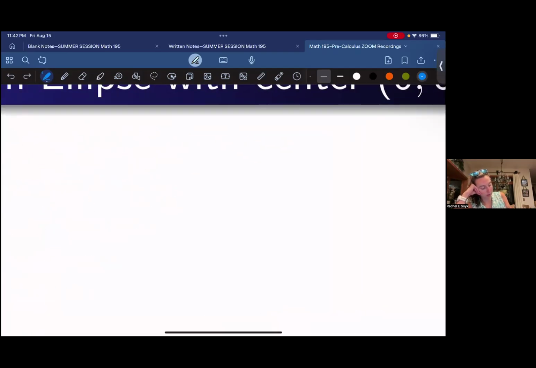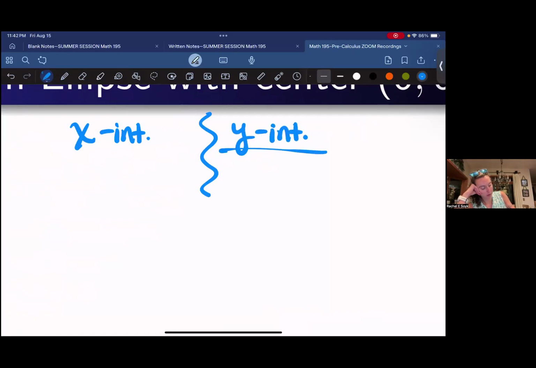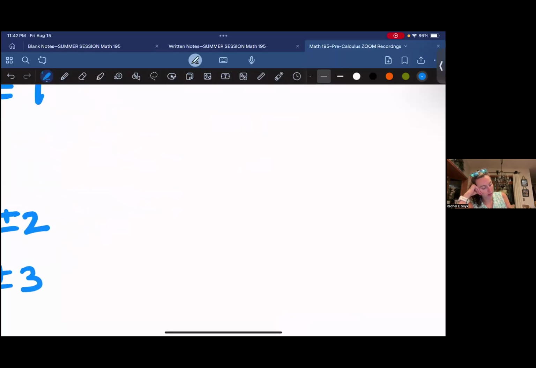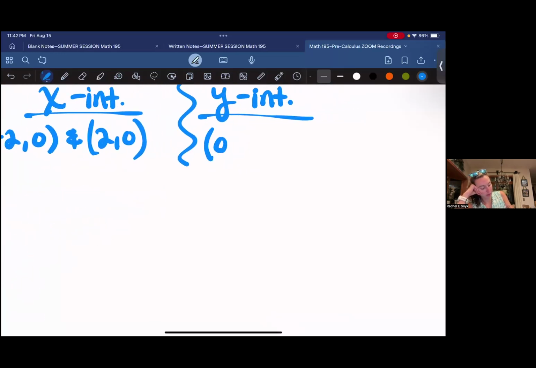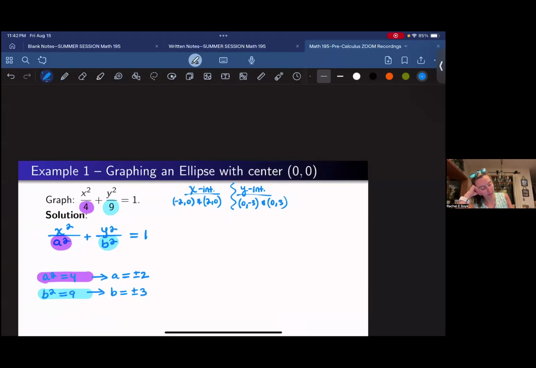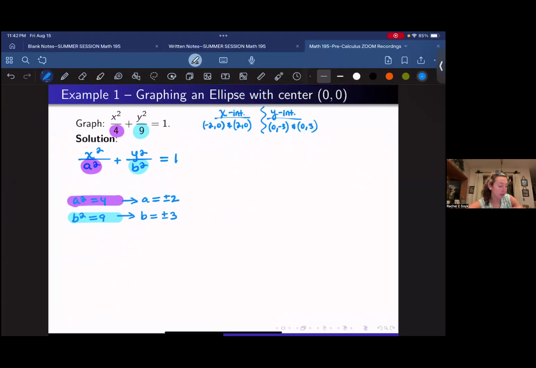And so our x-intercepts are at -2, 0 and 2, 0. So maybe I'll write this up here. x-intercepts, y-intercepts, -2, 0, and 2, 0, whereas my y-intercepts are 0, -3, and 0, 3. And now we can graph our center point. We're stemming from the origin. So 0, 0.